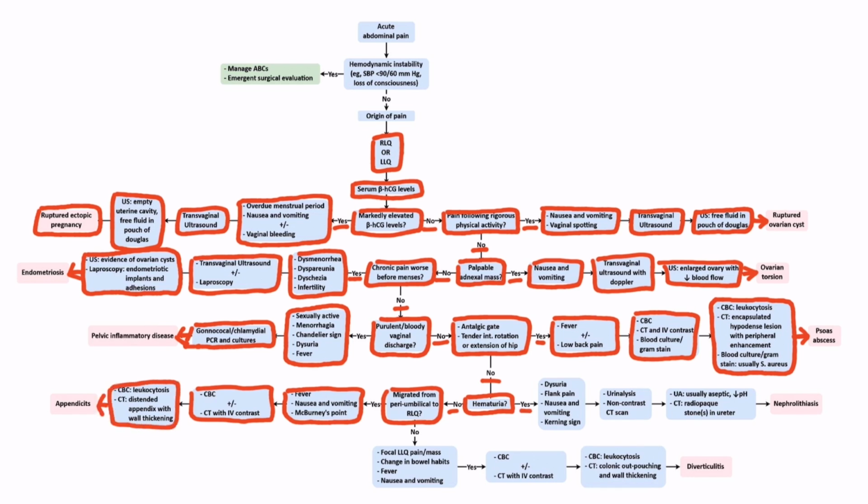On the other hand, presence of hematuria, along with dysuria, flank pain, nausea and vomiting, and Koenig sign, directs us to a renal pathology. Urinalysis and non-contrast CT scan are diagnostics used to confirm nephrolithiasis. Urinalysis is usually aseptic with low pH, while CT shows radio-opaque or radiolucent stones in the ureter.